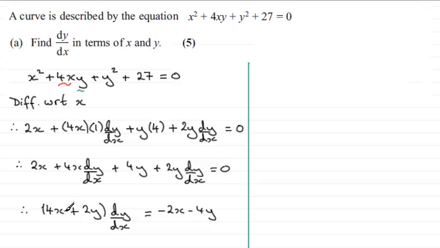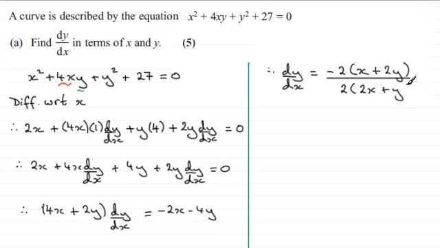So if I now divide both sides by 4x plus 2y, we're therefore going to have dy by dx equals, and not only am I going to divide by 4x plus 2y, but I'm going to factorize these two terms here by pulling out minus 2, and so I'd have x plus 2y. And when it comes to dividing by 4x plus 2y, I'm going to pull out a 2 across these two terms here. So that'd be 2 times 2x plus y.